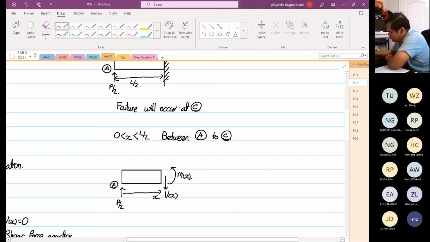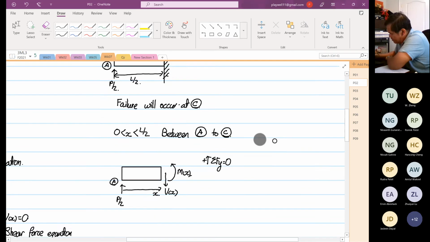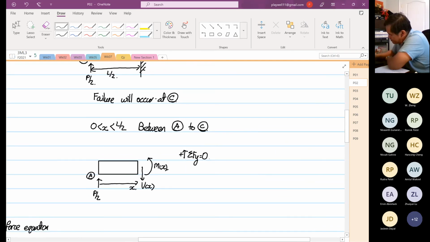So we're going to do static analysis again. Summation of forces in the y direction is equal to 0. Now this is for cantilever. Now we are dealing with a cantilever beam. So over here you will see that this is P/2 minus V as a function of x is equal to 0. So this is V as a function of x. This is P/2. So this is our shear force equation.